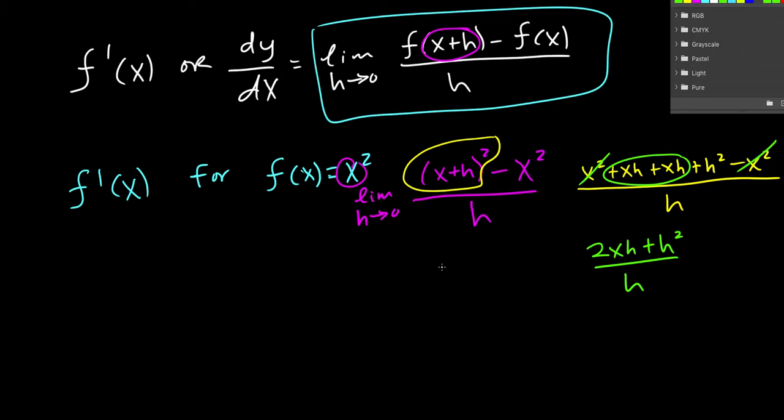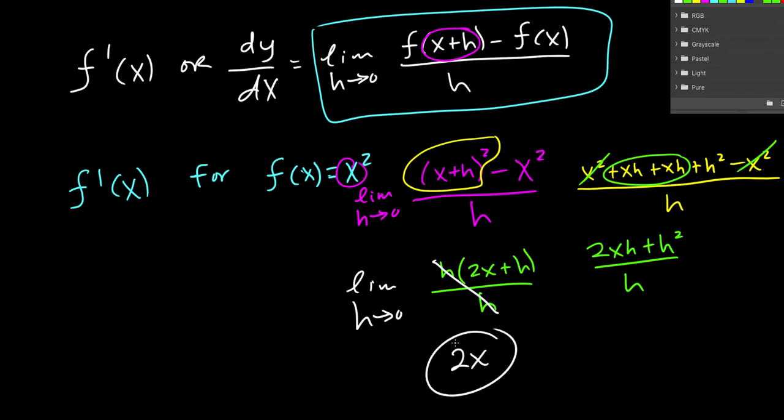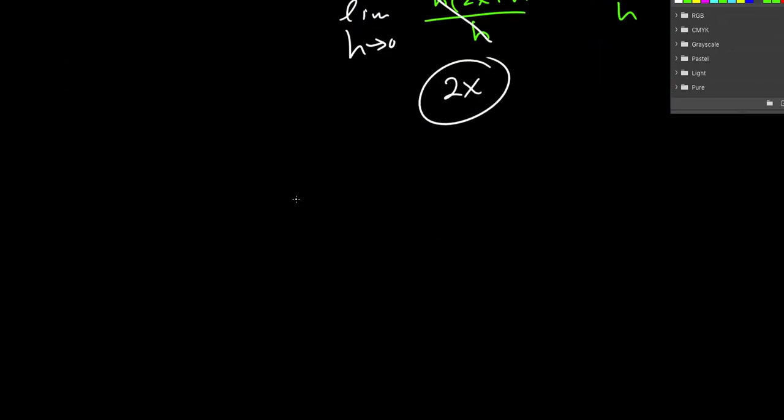Okay, we can take out an h from each piece. And the h on top and the h on bottom cancel. Now we can take the limit as h approaches 0 because there's no division by 0. We plug in 0 for h, and we end up with just 2x. So in other words, f prime of x is 2x when f of x is x squared. Okay? All right, let's move on to the next one.